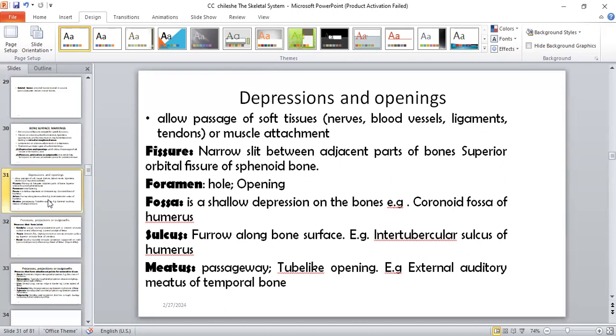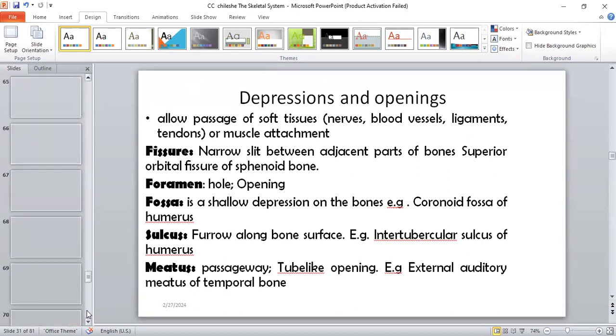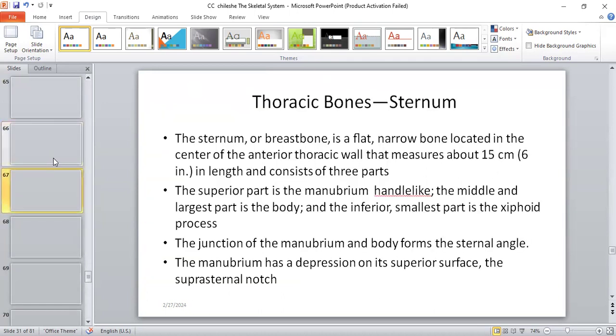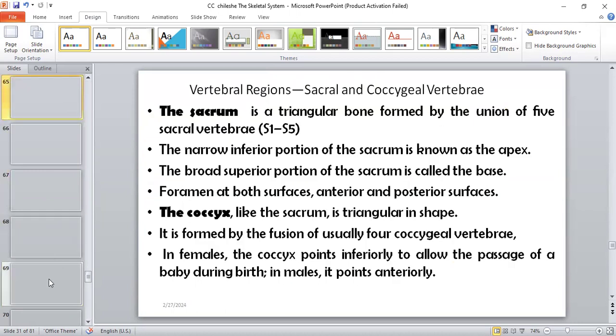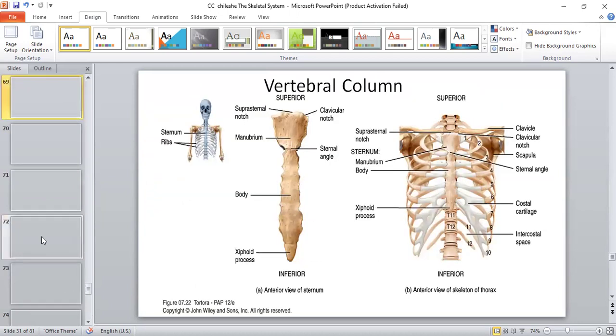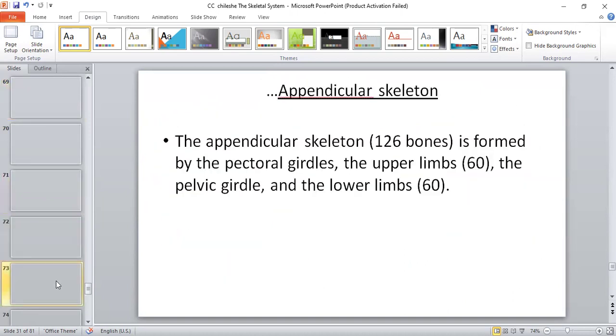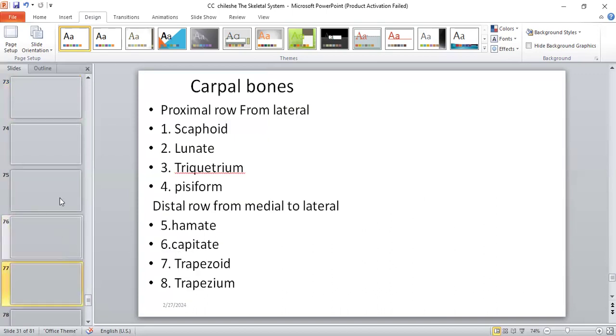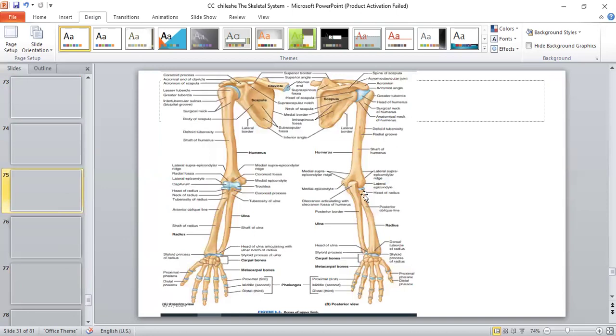A fossa is a shallow depression on the bones. For example, the coronoid fossa of the humerus. The humerus has one in front, and at the back there is a small hole where, when the arm is extended, the ulna is supposed to go and attach there. So for example, this is the posterior aspect of this arm.